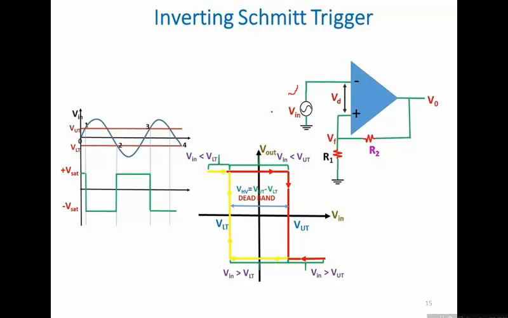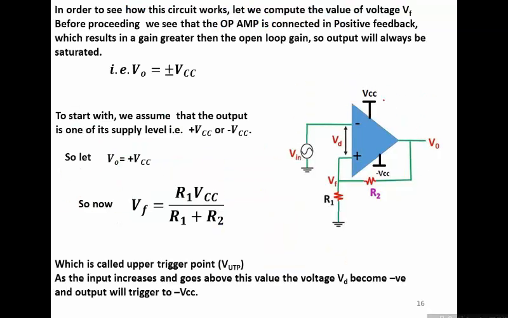So first of all, to analyze the circuit, we start with the assumption that because the op-amp is connected in positive feedback and the gain of this amplifier would be very high, for any input the output would always be in saturation, that is, at one of its supply levels, either plus VCC or minus VCC.